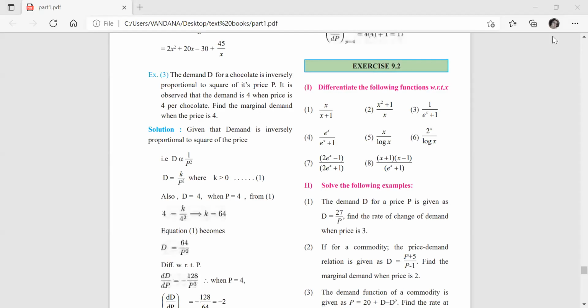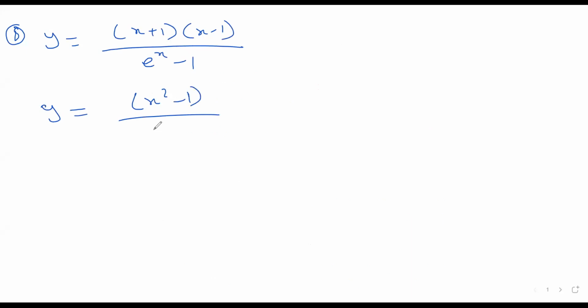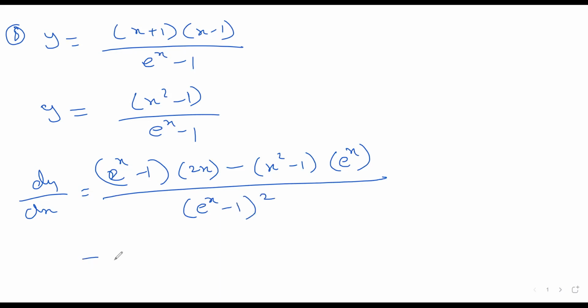Question number 8 is y is equals to x plus 1 x minus 1 upon e raised to x minus 1. Can I write it as y is equals to x square minus 1 upon e raised to x minus 1? So this is nothing but dy by dx e raised to x minus 1. What is derivative of x square minus 1 to x? Minus x square minus 1. What is derivative of e raised to x minus 1? E raised to x. Whole thing upon e raised to x minus 1 bracket square.